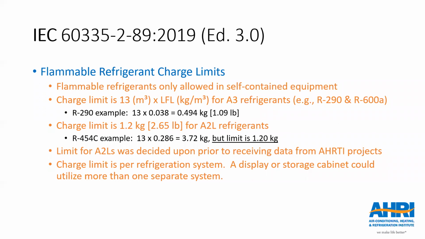So the IEC committee that worked on the standard revision decided on the 1.2 kilogram cap for A2Ls prior to much of the research on those refrigerants' use in commercial refrigeration equipment becoming published. So with this lack of information at the time, the committee kind of erred on the side of caution. 1.2 kilograms was chosen as a limit because that's roughly the amount required to achieve about the same refrigeration capacity as R290 in a piece of equipment, with density differences between those refrigerants taken into account.